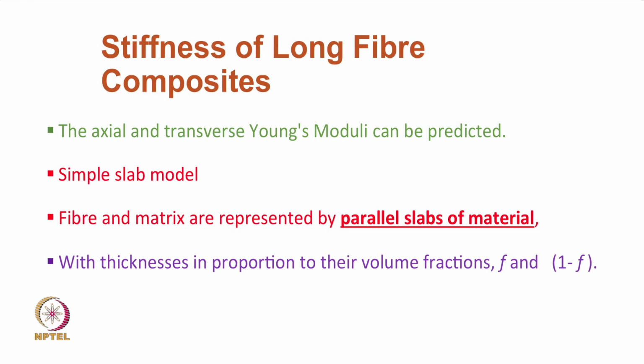The axial and transverse Young's moduli can be predicted using a simple slab model in which the fibers and matrix are represented by parallel slabs of material with thickness in proportion to their volume fraction. F is the fiber volume fraction and 1 minus F is the matrix volume fraction. Now, let us see what the model is telling.